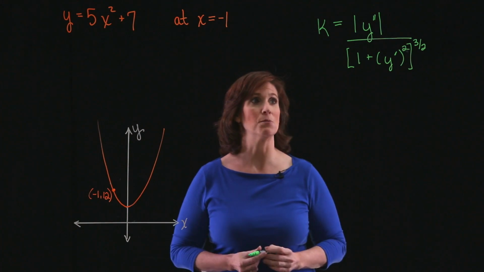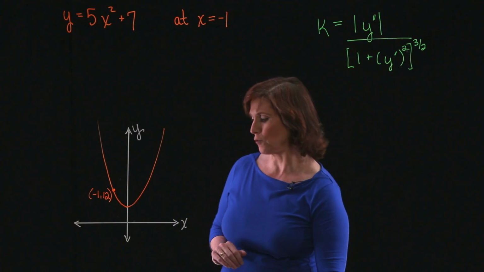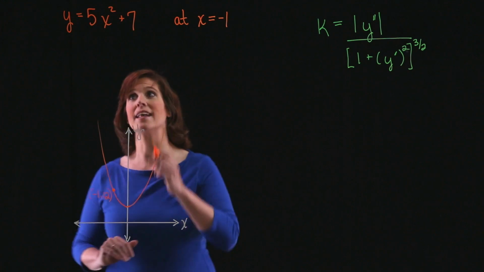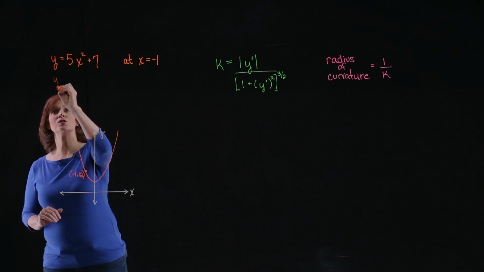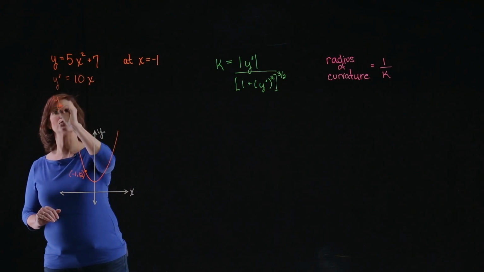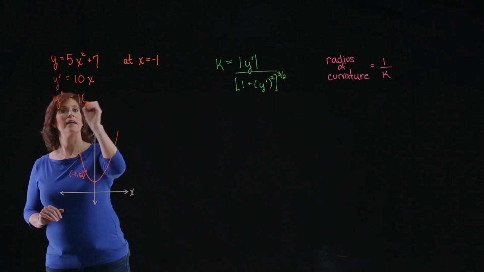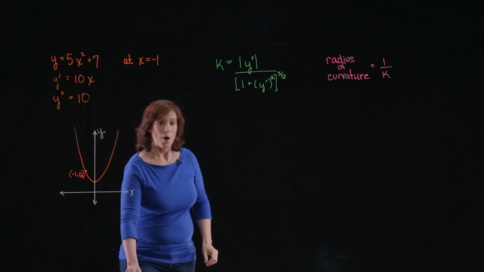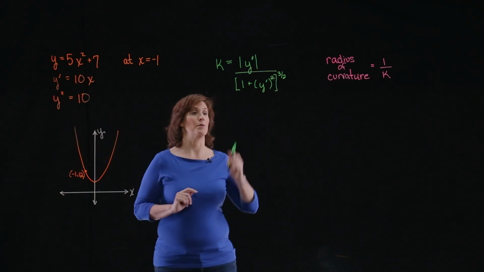Okay, so I need some information before I'm ready to tackle that formula. So let's go ahead and find out what y prime is, which is simply the derivative. So that's 10x. And the second derivative is 10. Okay, so now I'm ready for my curvature formula.